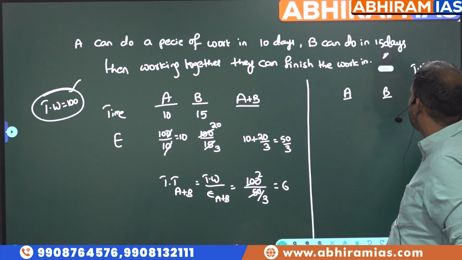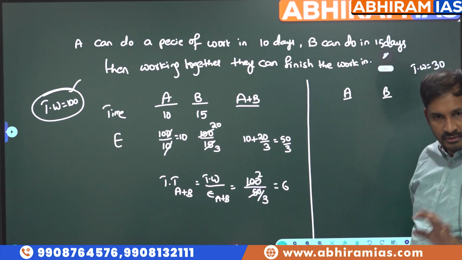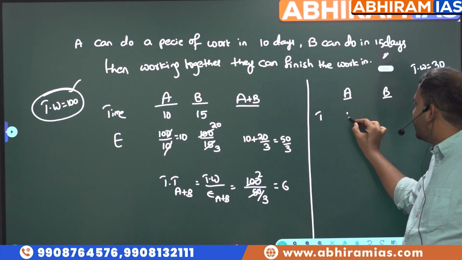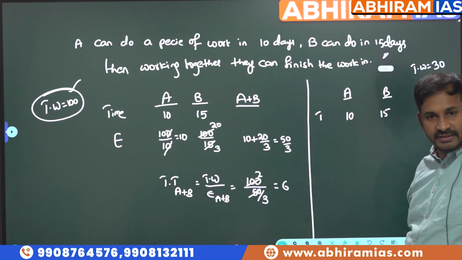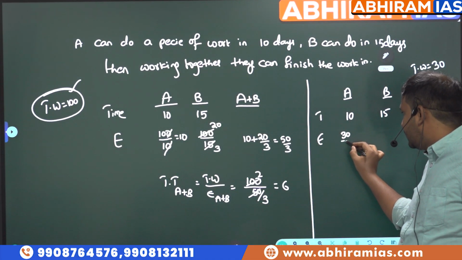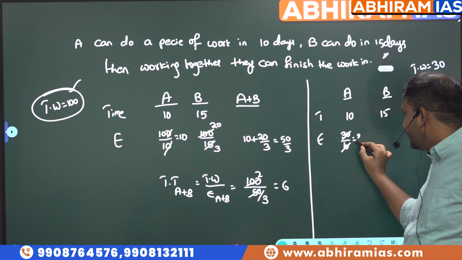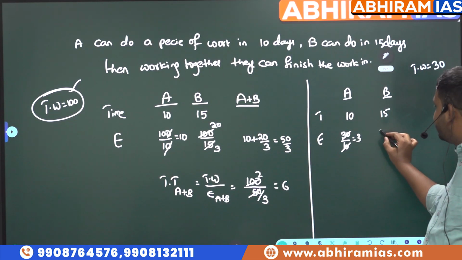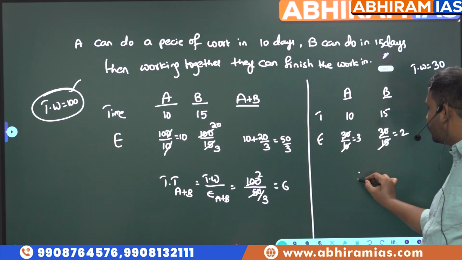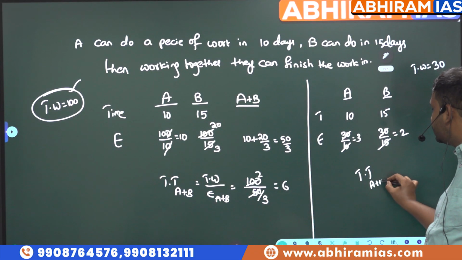Now the same thing, for example, A, B. Now I will assume my total work as 30. Now the times taken by A and B are 10 days and 15 days respectively. What is the efficiency of A here? 30 by 10, that is 3. What is the efficiency of B here? 30 by 15, that is equal to 2.